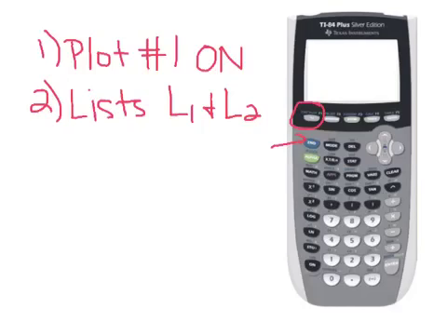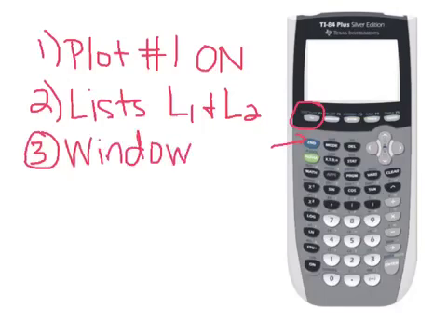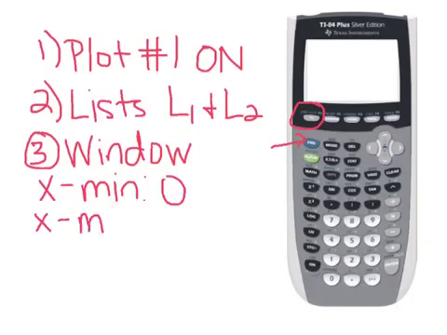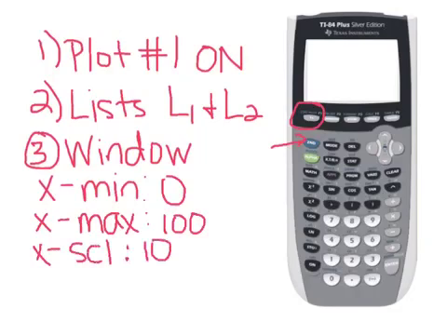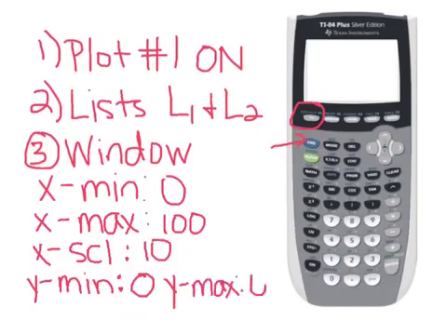And then the next step would be to set up our window. Now for the window, in this example, we could say that x minimum is 0, our x maximum we could say 100, our x scale could be 10. And we could say y minimum is 0 because that's the percentage of people that buy the product, and y maximum could be, let's just say 60 in this case. And we'll say our y scale is equal to 3.